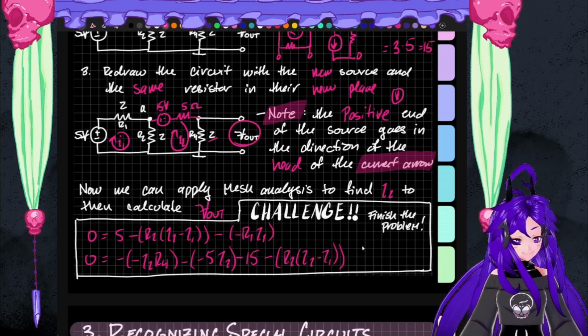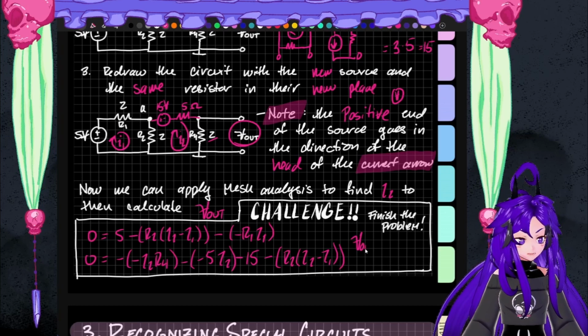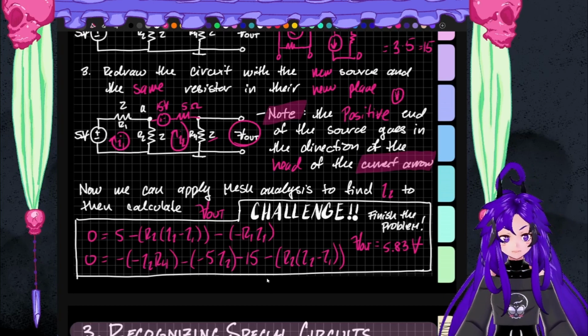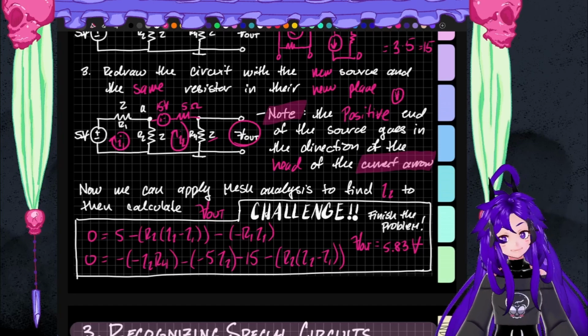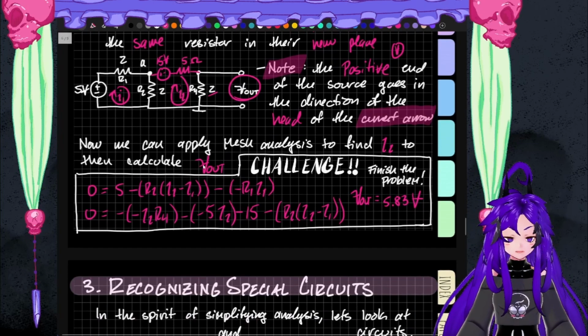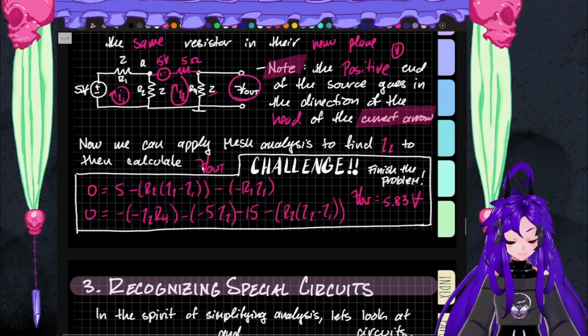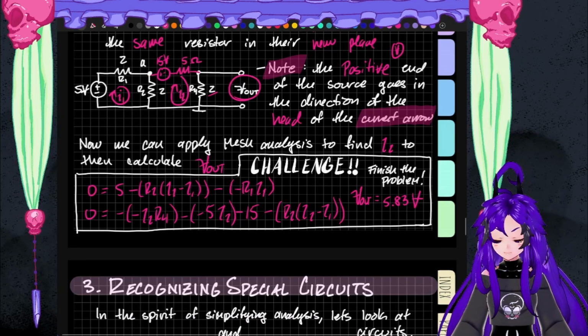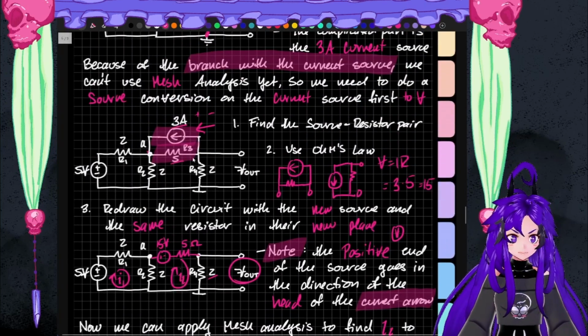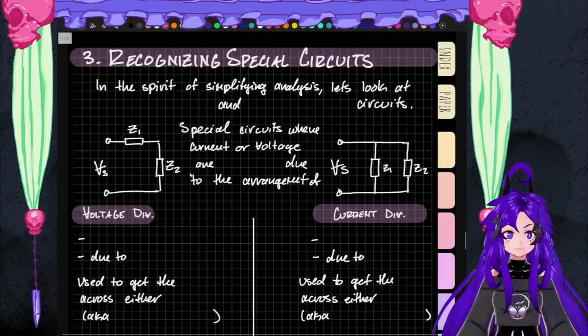All right, and you're going to find V out as 5.83 volts. So I strongly suggest going ahead and working this one out yourself. It's just really good practice, and might be something that shows up on tests and things like that, because it's a good test problem, I think.